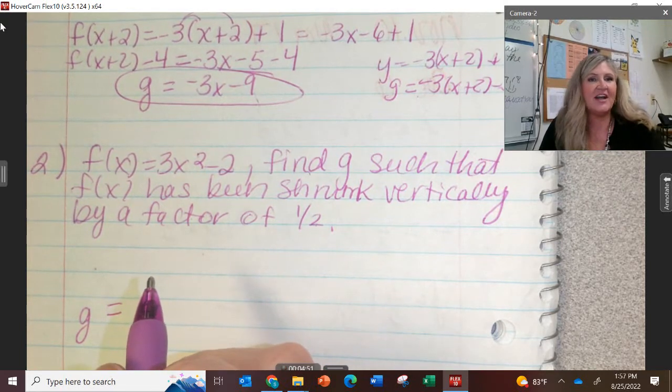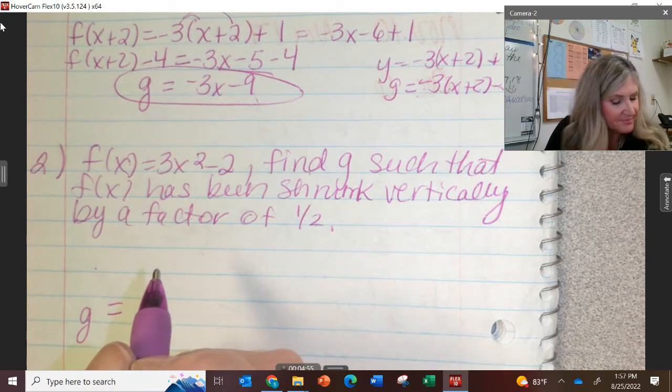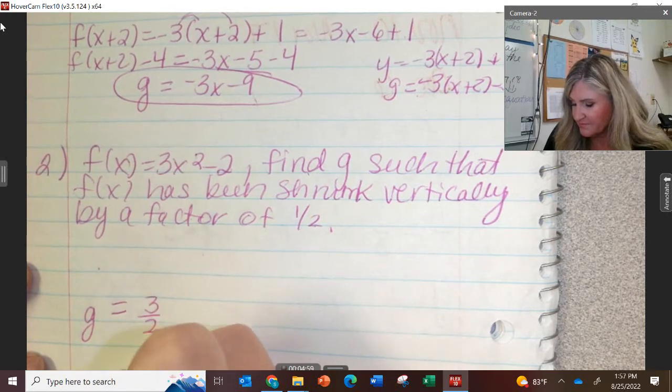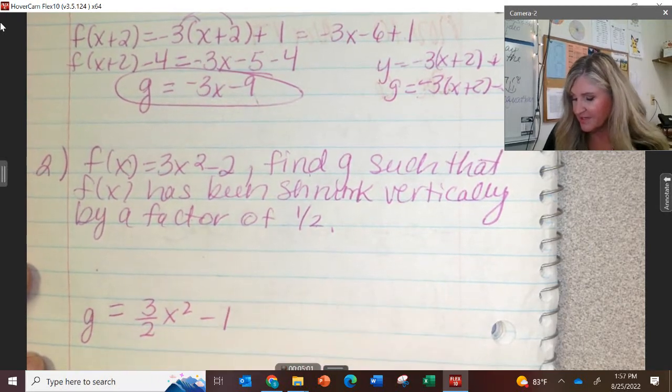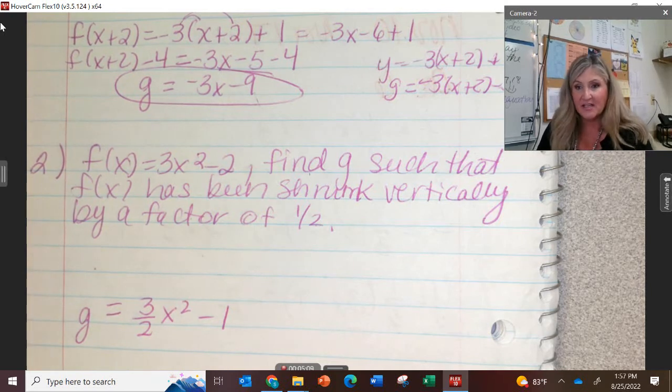Come on, give it a shot. Doesn't matter if it's wrong. What'd you get, Jada? 3 over 2x squared minus 1. Like that? Anybody else agree? She's right. Okay? If I graphed it, I could see that she's right.